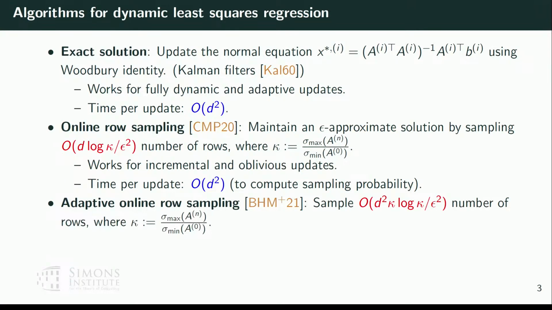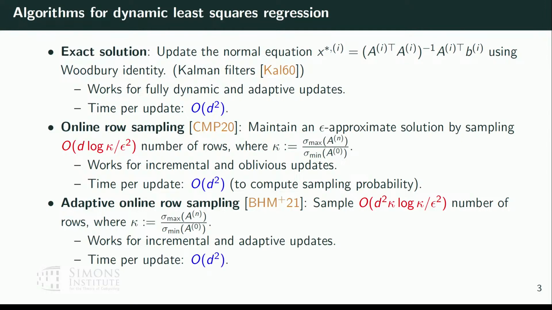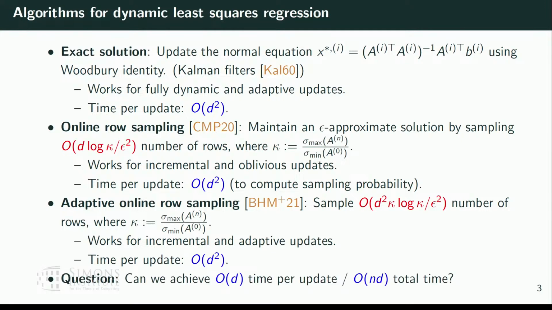And then more recently, there's a new paper by Bhattacharya et al., where they showed how to generalize this online row sampling framework under adaptive and still incremental updates. But here, they lose a linear dependence on kappa. So they need to sample more rows. They need to sample d squared times kappa times log kappa over epsilon squared number of rows. And because they still compute the sampling probability, it still takes d squared time.